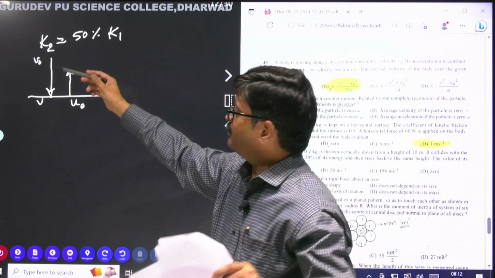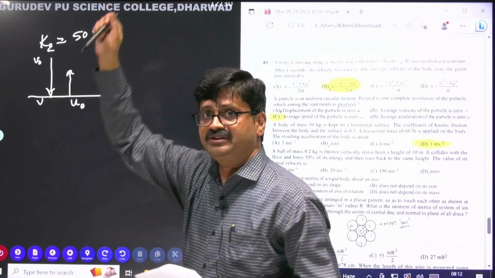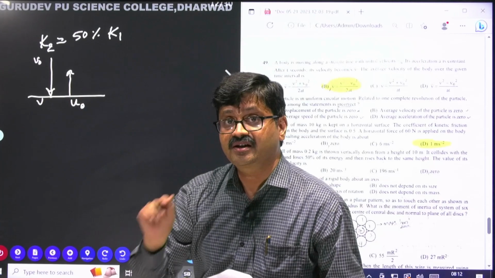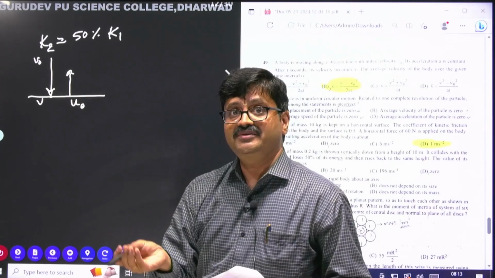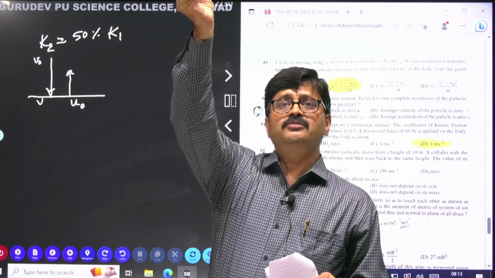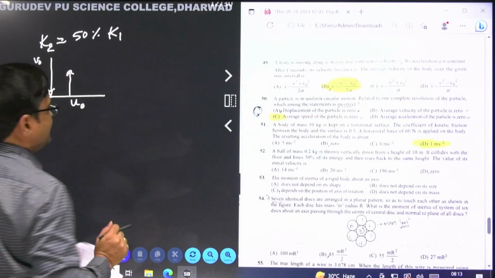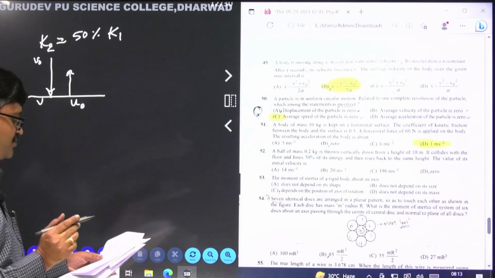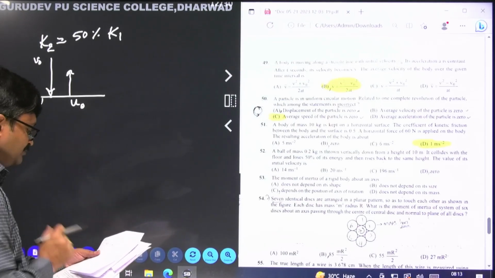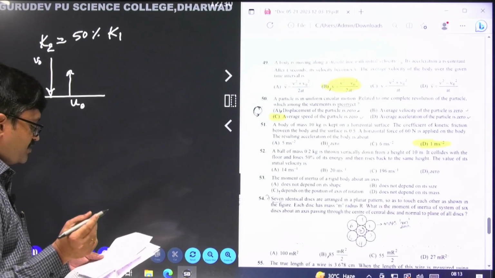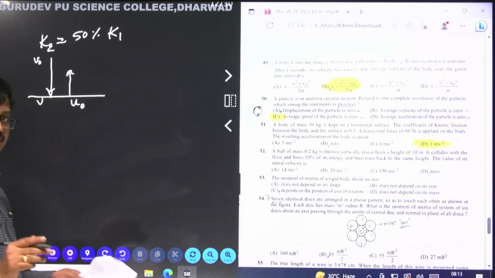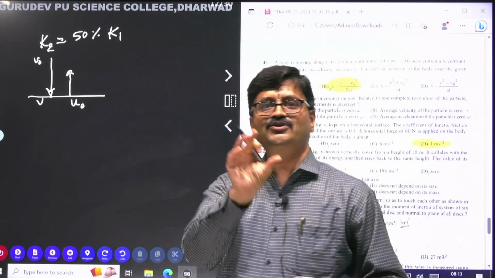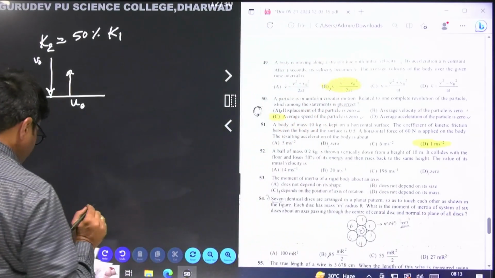So I'll just repeat once again. V naught is the velocity with which the body was thrown. V is the velocity with which the body hits the ground, and U naught is the velocity with which the body will rebound back. Now this is where we can understand the demarcation here. So over here, if you just consider kinetic energy before collision, kinetic energy after collision. Now these are the two concepts that we are going to understand and apply here.